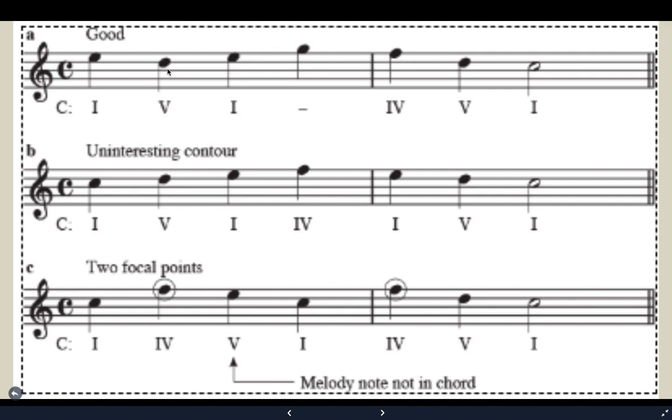This is our good example. It's got an interesting contour. Every single note fits in with the chord that is harmonizing it below. There are no awkward leaps. Here we have an uninteresting contour. We just go straight up and back down, and she's got all kinds of problems here on the bottom. We've got melody notes that are not in the chord. We've got two focal points. We've got a weird hop that's then left by a skip in the opposite direction.